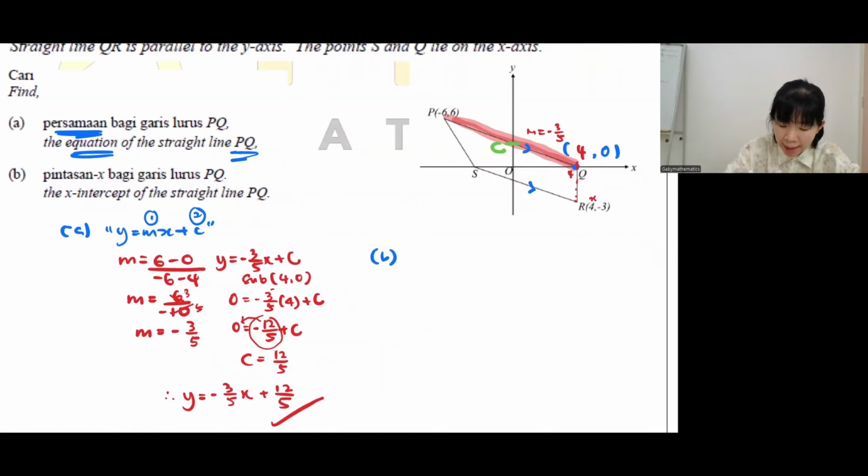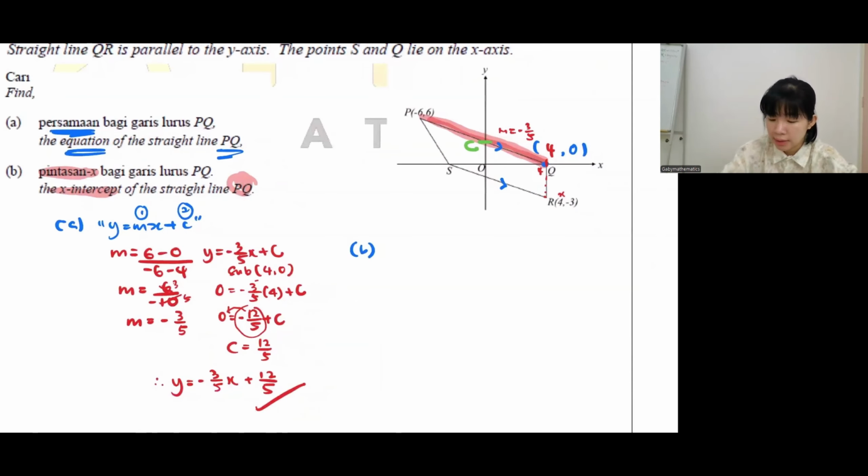Okay, now B, last one. What is the x-intercept (pintasan x) for straight line PQ? Still the same line. Where is the x-intercept, guys? The x-intercept is always on the x-axis. Now you check this line PQ. The x-intercept is here, which is 4. So the x-intercept equals 4 straight away.